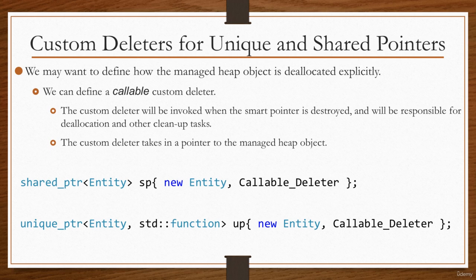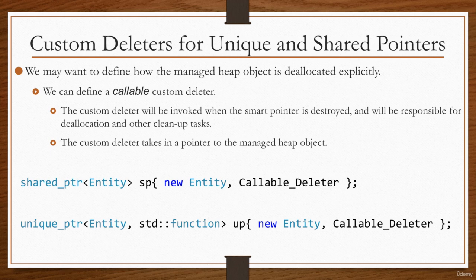Here's the syntax. We'll start off with the shared pointer because that's a bit easier. You have the shared pointer, you allocate an entity on the heap, and then you pass in the identifier for the callable deleter. So your custom deleter. The unique pointer is a bit more complicated.